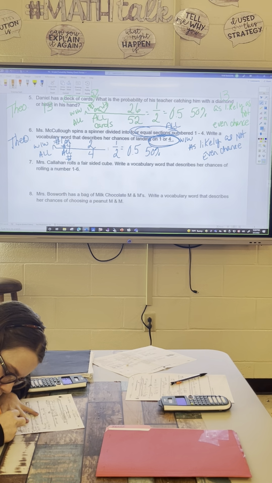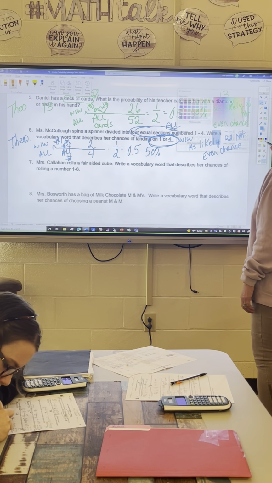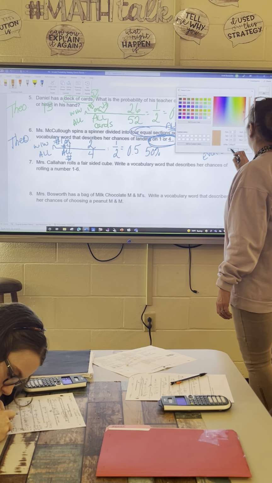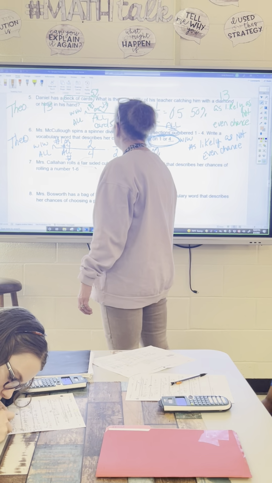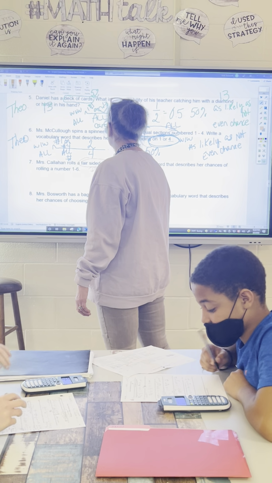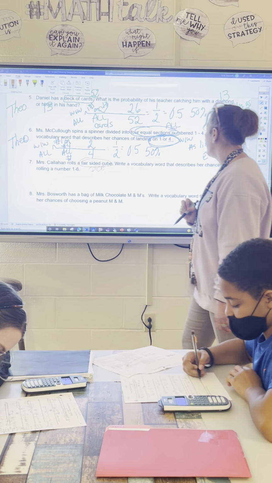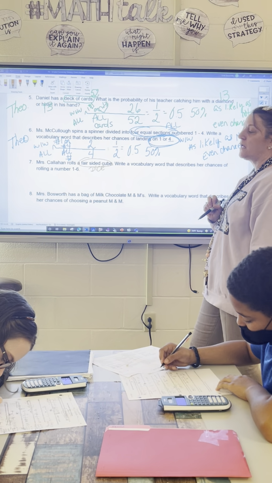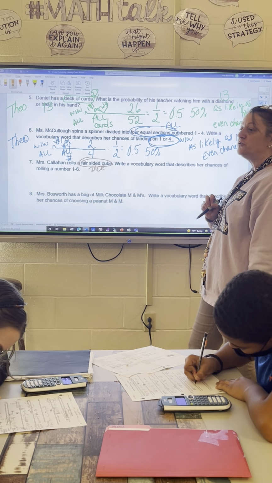Miss Callahan rolls a fair-sided cube. What's a fair-sided cube? Just a good old dice. Write a vocabulary word that best describes her chances of rolling a number 1 through 6.